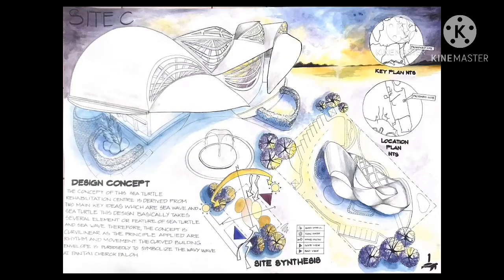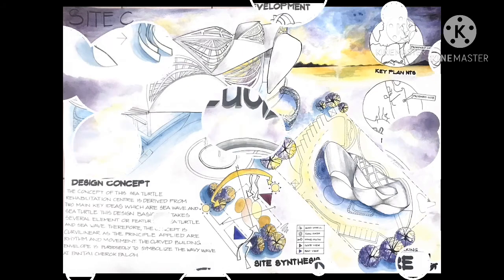Now we go to the design concept. The concept of this sea turtle rehabilitation center is derived from two main key ideas, which are the sea wave and the sea turtle. This design takes several elements or features of the sea turtle and the sea wave. Therefore, the concept is curvilinear, as the principles applied are rhythm and movement. The curved building envelope is purposely made to symbolize the waves at Pantai Cherok Paloh.